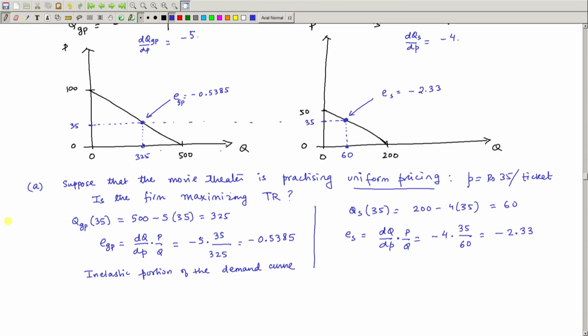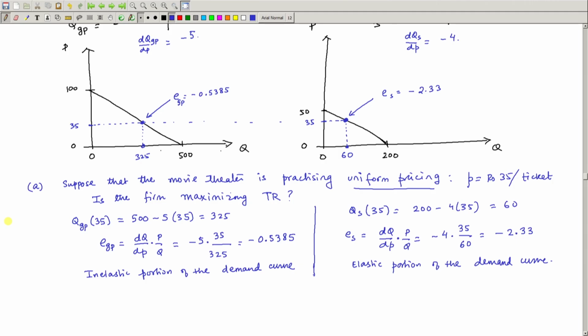So, in absolute terms, this is a number which is bigger than 1. So, as far as the movie theatre is concerned and looks at the student group, it is operating on the elastic portion of the demand curve. So, at its current uniform pricing scheme of 35 rupees per ticket, with respect to the general public, the movie theatre is operating on the inelastic portion. With respect to the student group, it is operating on the elastic portion of the demand curve.